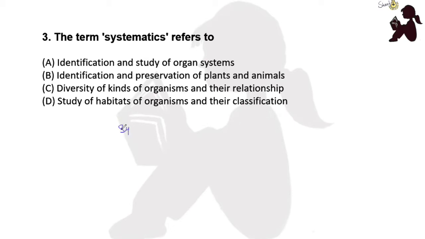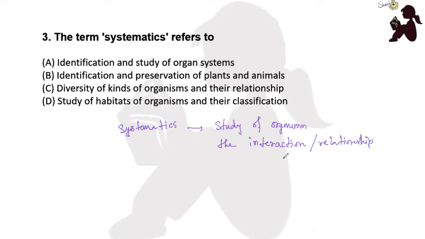So we know that systematics is the study of organisms and the interaction and relationship among them. Okay, so here the first option is identification and study of organ systems. Here the relationship part is missing, so option A is wrong.